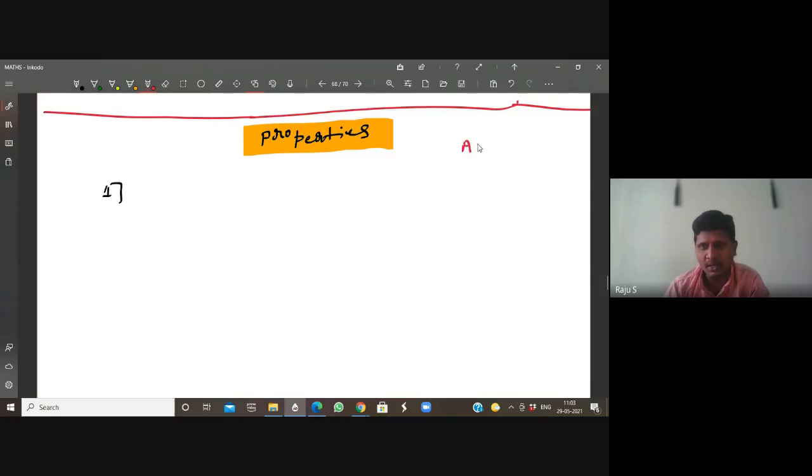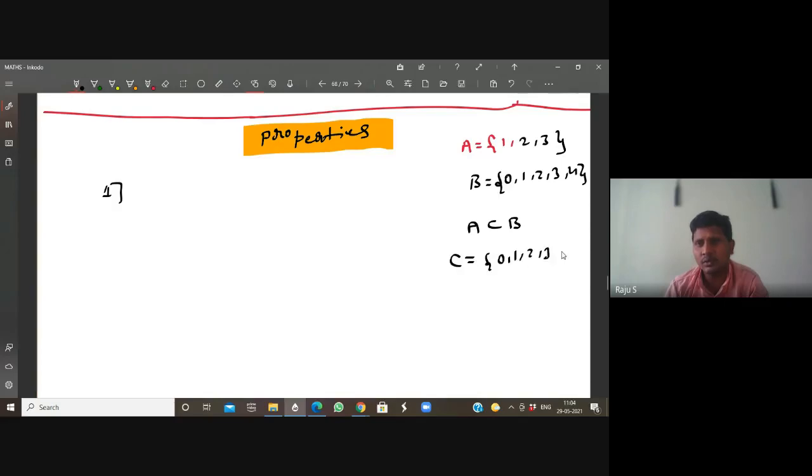Look here. Very good question. I'm taking A equal to {1, 2, 3}, and B equal to {0, 1, 2, 3, 4}. Clearly, A is a subset of B. Here, A is a proper subset. But if I take another set, C equal to {0, 1, 2, 3, 4}.